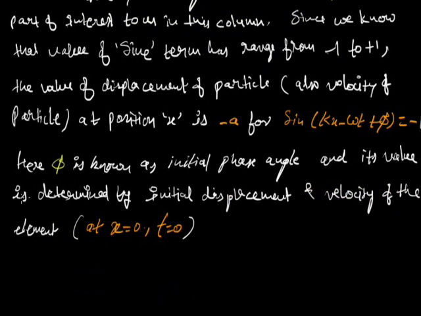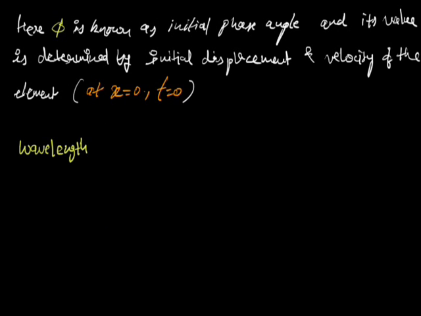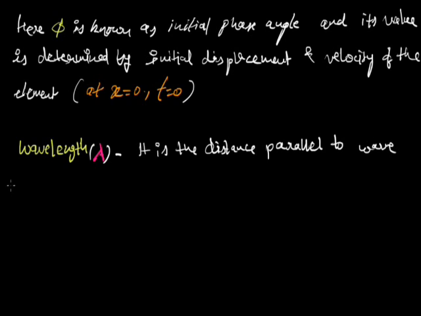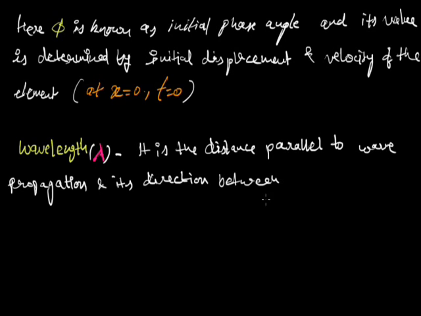Now we will discuss what is the wavelength and angular wave number. Wavelength, expressed as lambda, it is the distance parallel to wave propagation and its direction between two consecutive repetitions of a wave shape.